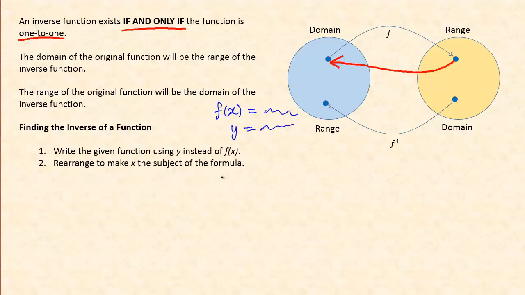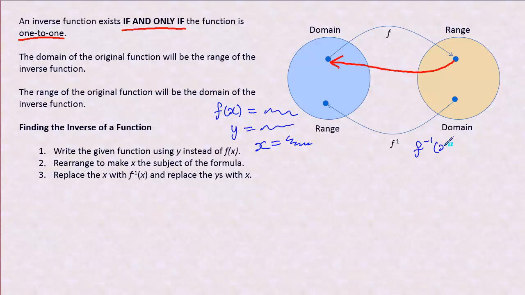Rearrange to make x the subject of the formula. So it now reads x equals, and we'll have some stuff on this side which is in terms of y. Replace the x with f minus 1 of x, that's the notation we use, f minus 1 of x, and replace all of the y's that are over this side of the equation with x's. The important thing here is don't panic. Once you see a few examples, you'll see that this process is not that difficult.